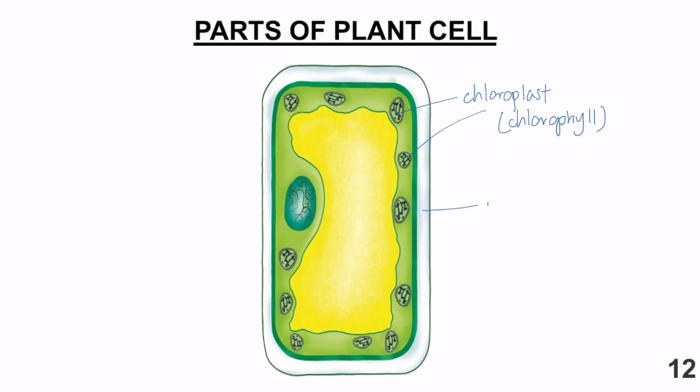Next, the cell wall. Now, the cell wall of a plant cell is made up of cellulose, and this is a very strong structure that helps to protect the plant cell and prevents it from being damaged.